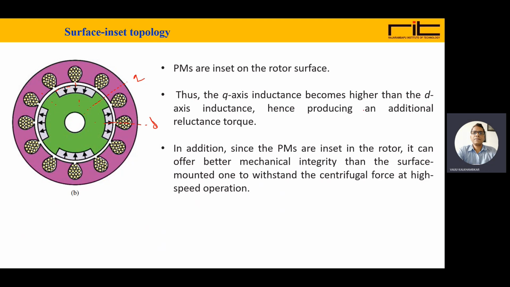So the q axis inductance, the quadrature axis inductance, is higher, and the d axis inductance is lower, producing additional reluctance torque. So reluctance torque can be observed here because of this difference in the inductances or net inductance.